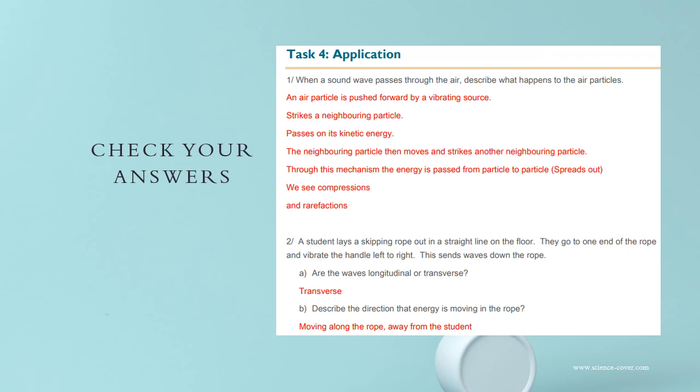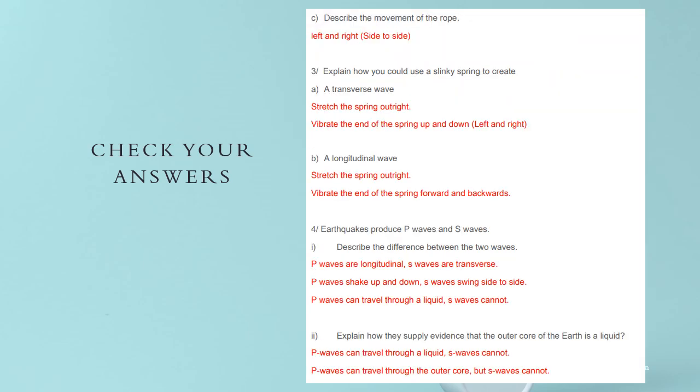Part B. Describe the direction that energy is moving down the rope. The energy will be moving along the rope away from the student. Part C. Describe the movement of the rope, left to right or side to side.